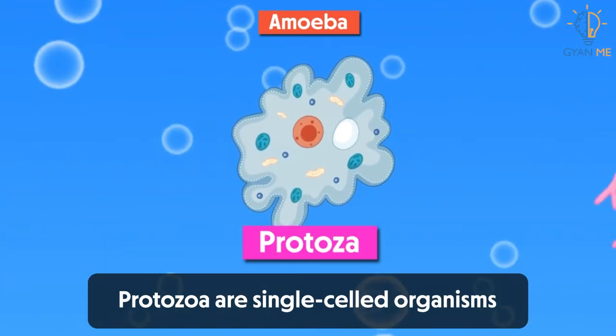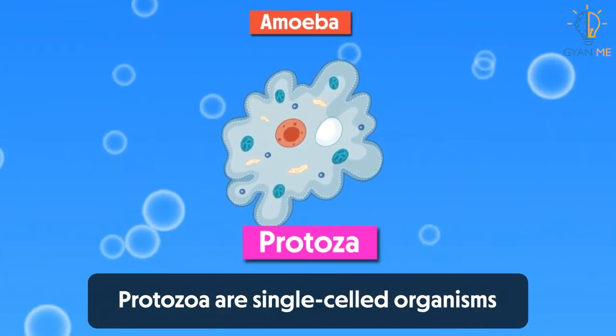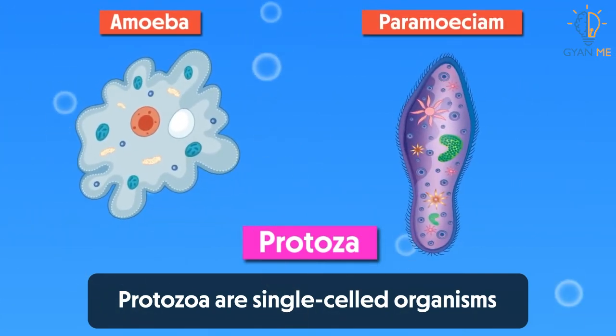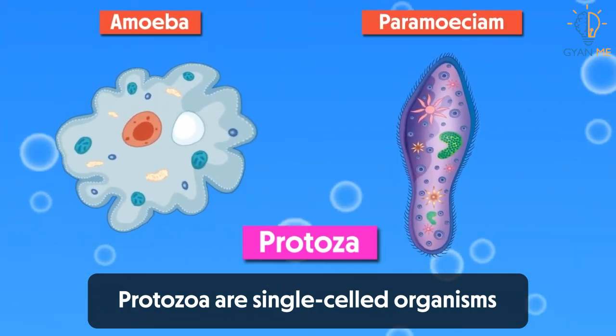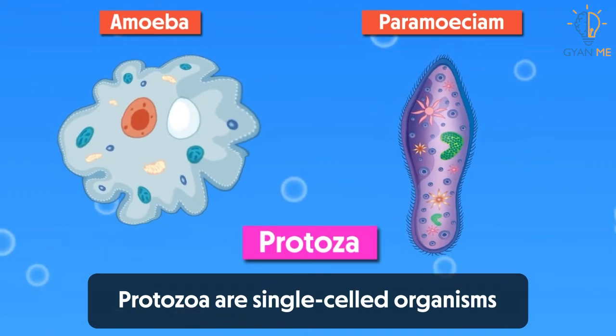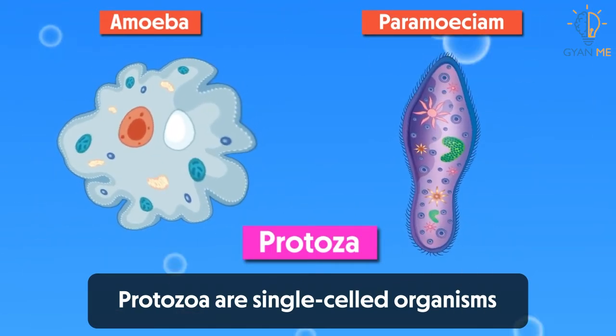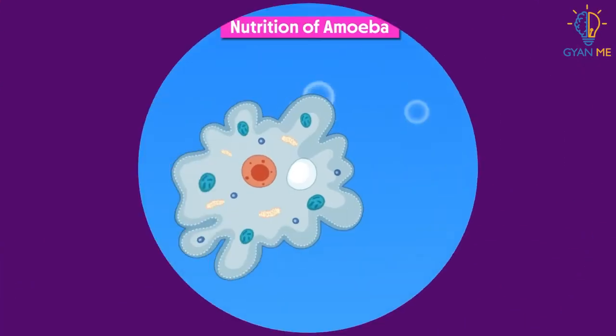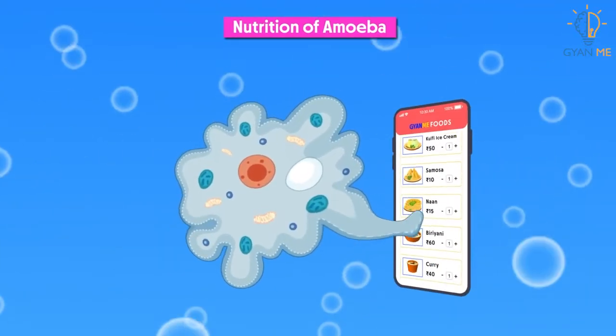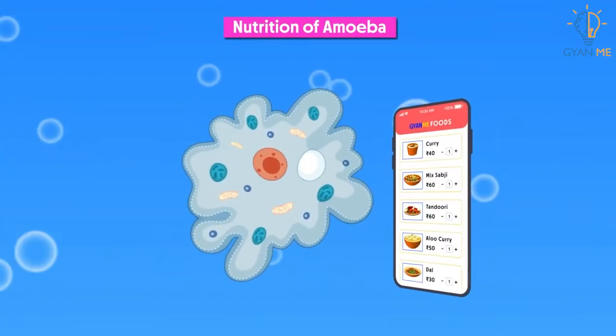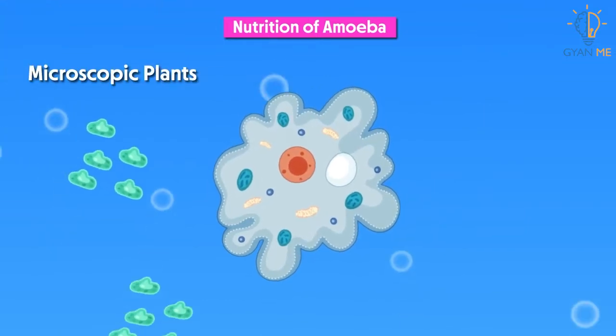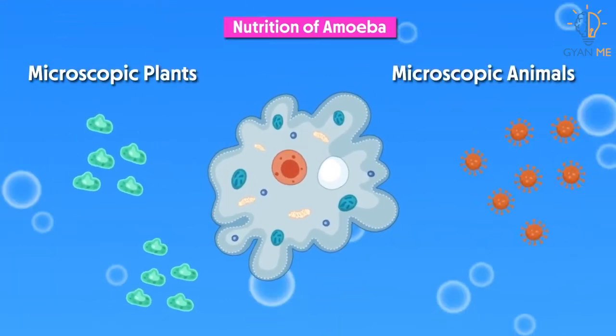They come in many different shapes and sizes, ranging from amoeba to paramecium. Amoeba can change its shape while paramecium has a fixed shape and complex structure. Now, let's see how amoeba finds its nutrition. Students, amoeba feeds on microscopic plants and animals present in water.